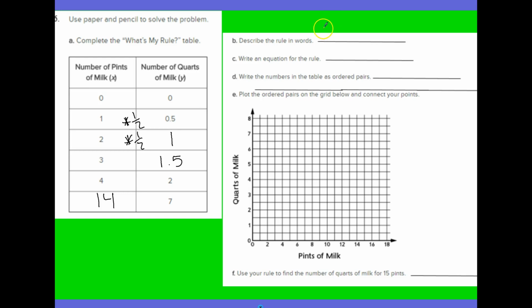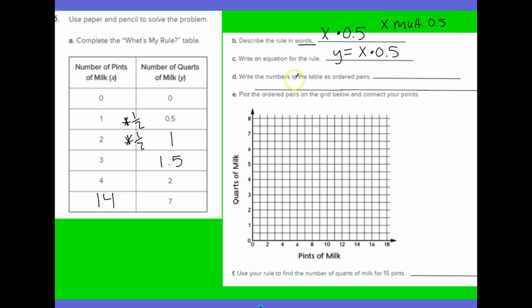So describe the rule in words. I would say in words that we have our x, and then we multiply that by a half. So I'm going to multiply it by 0.5. That would mean my rule, or my equation, is y equals x times 0.5. And since it says words, I should have written x multiplied or times 0.5, or a half if you want to write that out.